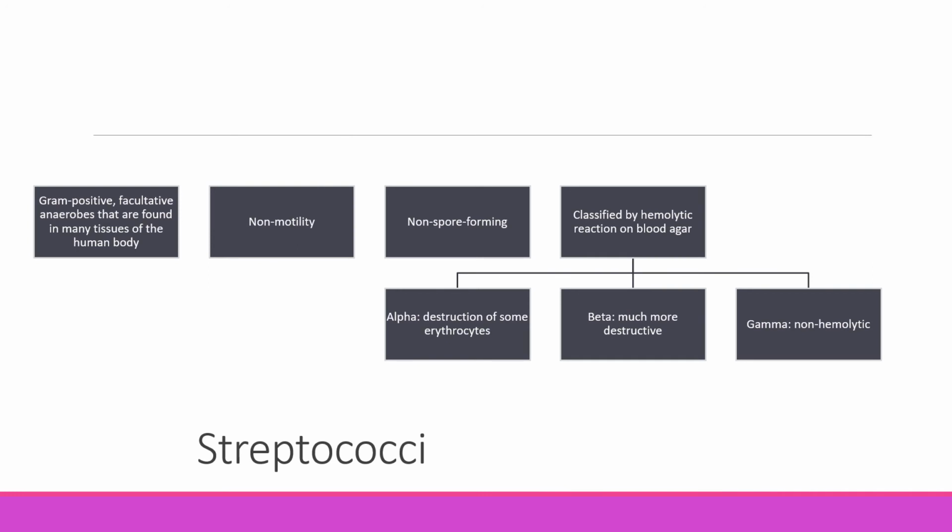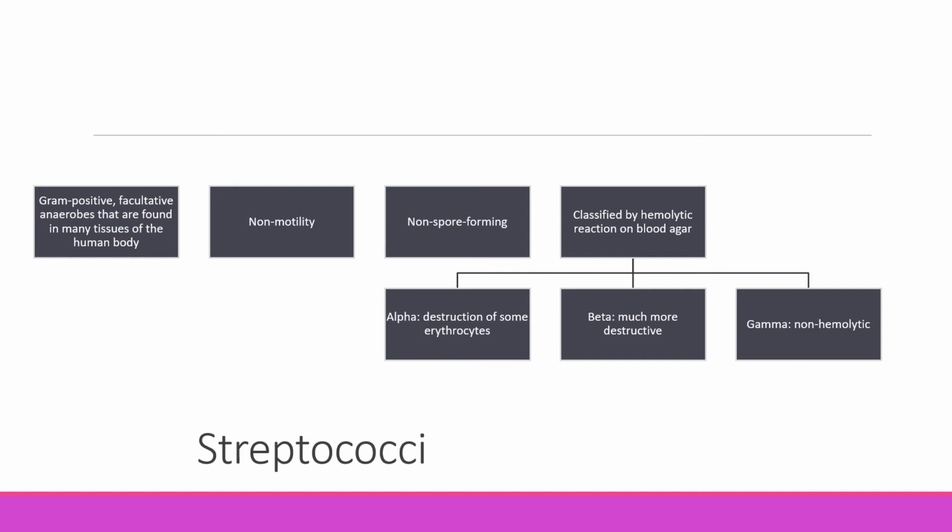Streptococcus is similar to Staphylococcus in that it is gram-positive, and they are facultative anaerobes, and they're found in many tissues of the human body. Some other characteristics include that they're non-motile, they do not form spores, and they typically occur in pairs or chains. They are also classified as catalase negative.